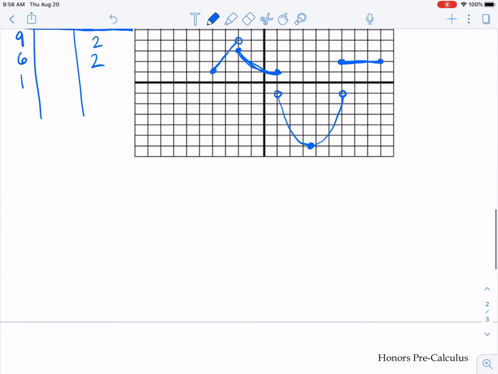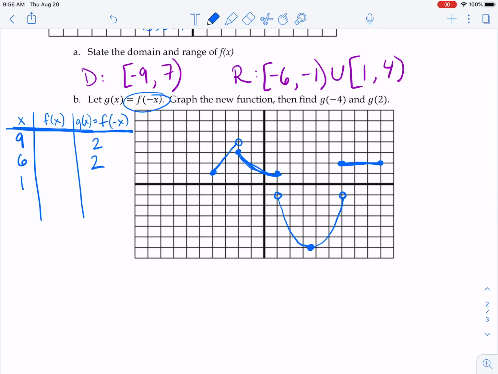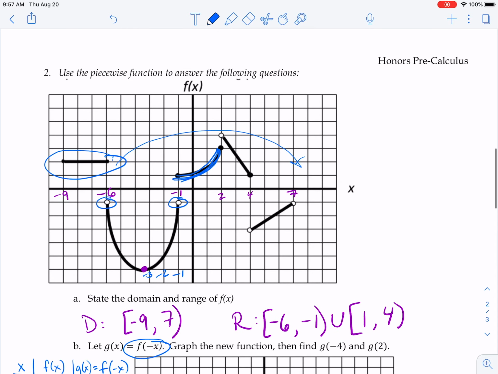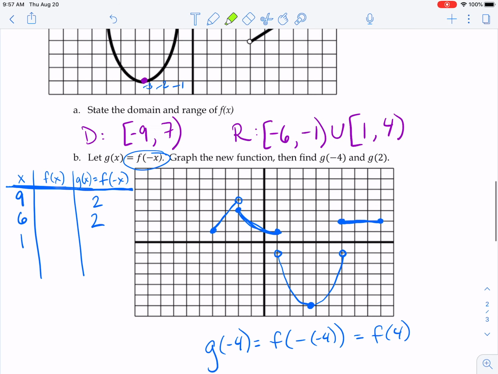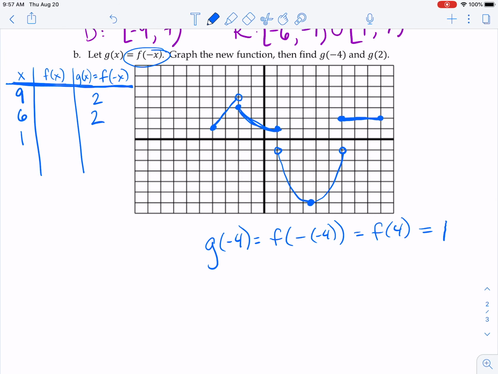On this one, they say find g of -4. Well, g of -4 is like saying f of 4, so what's f of 4? I can look back on the graph and see that f of 4 right here is positive 1. So this is equal to positive 1. And if I look at my graph here, g of -4 is indeed positive 1. So we can think through that in two different ways.